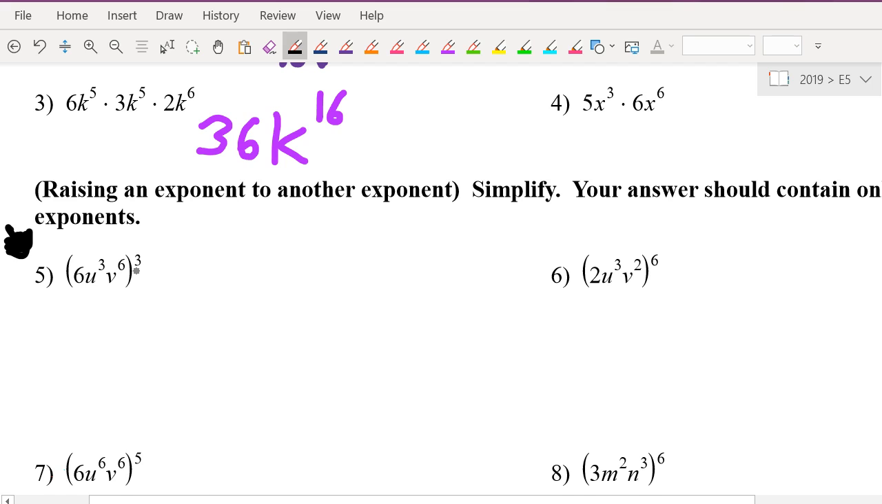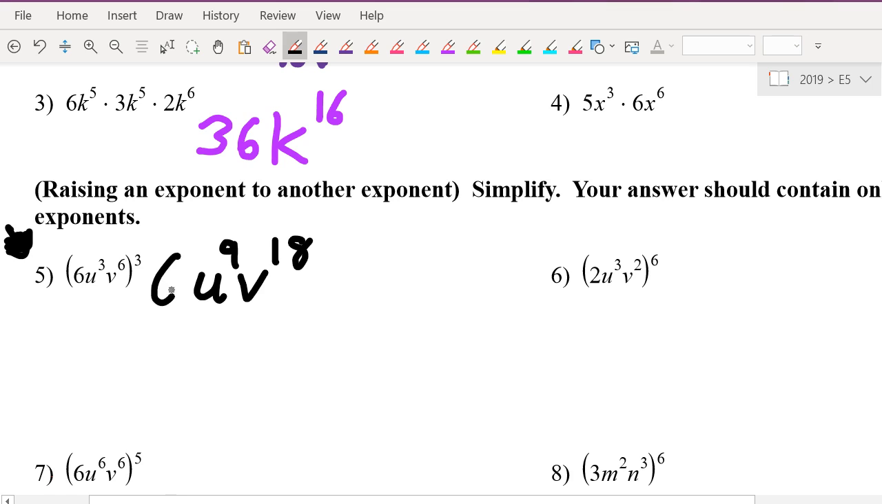Because when you expand it out, you would write 6, and you would write 6 of them 3 times, which makes 18. So the V is 18. Okay, what else? And then we do 3 times 3, so you get U to the 9th. Good. And then 6 times 3 is 18. No, oh no, it's 6 times 6 times 6.